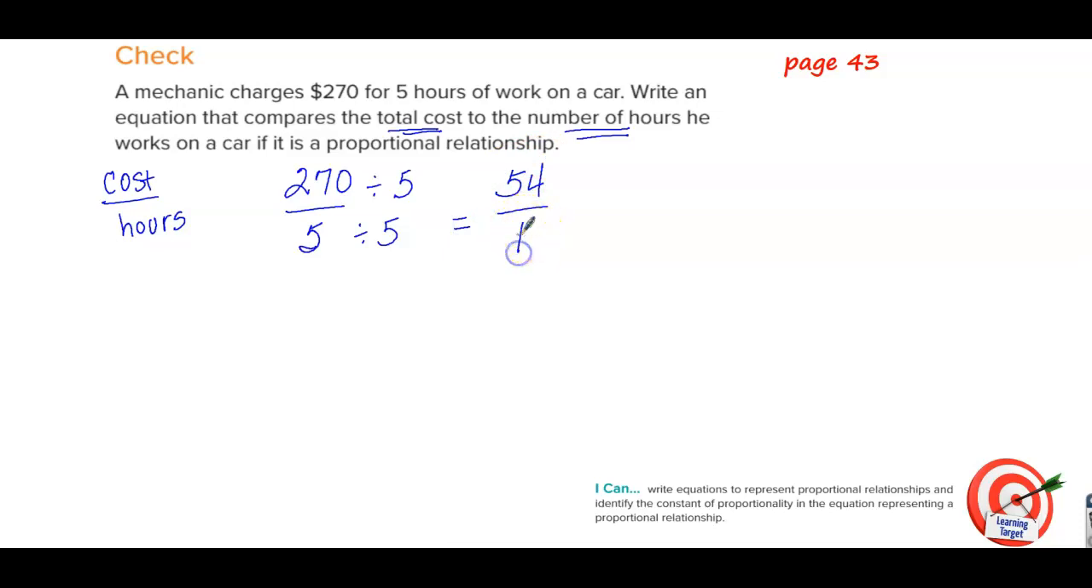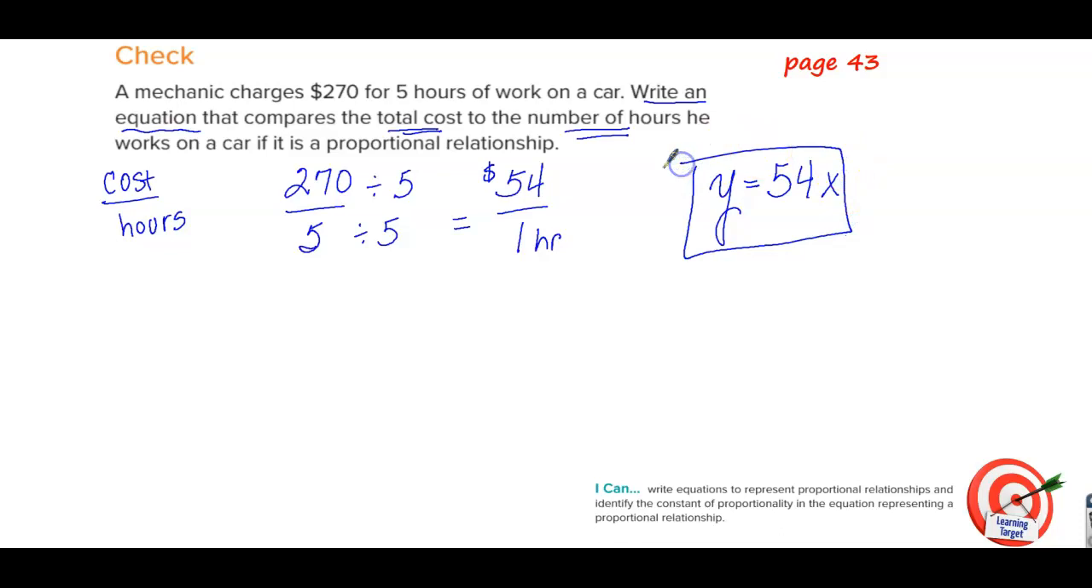And 5 divided by 5 is 1. So what does 54 tell us? It tells us that he's charging $54 for 1 hour of work, right? So write an equation. That's what they want. They want an equation that represents the situation. Well, $54 is your constant of proportionality, so you write 54 here and then x. It's always y equals the constant of proportionality, x. And that would be your answer to that problem.